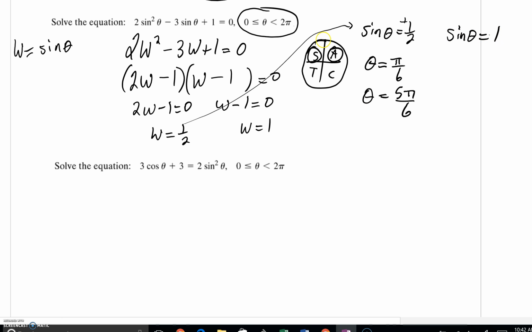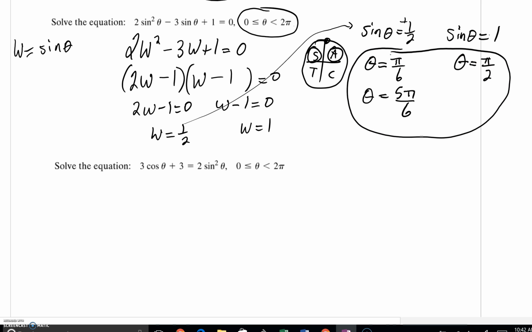Where is sine equal to 1? Well, I hope that's something you've memorized. The sine of pi over 2 is equal to 1. And we just circle all of these and we are good to go.